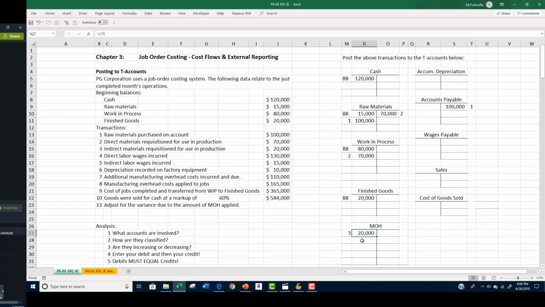So when this happens, the actual amount of indirect materials used is going to be entered into the manufacturing overhead account on the debit side. At the same time, we're going to credit raw materials to show that $20,000 has come out of the raw materials inventory account. You notice the raw materials inventory account includes both direct materials and indirect materials. To the extent that direct materials are used during the production, they get debited to work in process. To the extent that indirect materials are used, they get debited to manufacturing overhead.